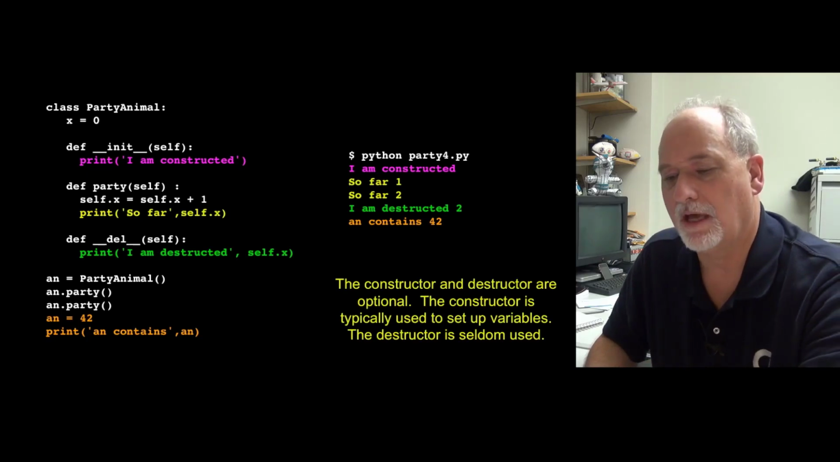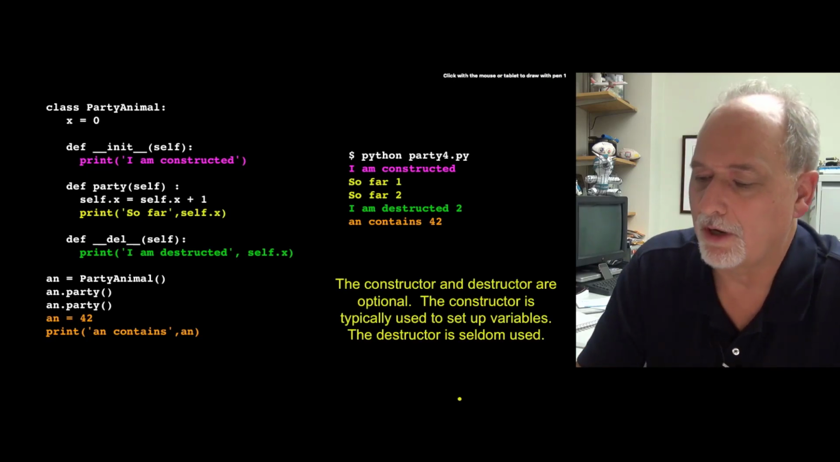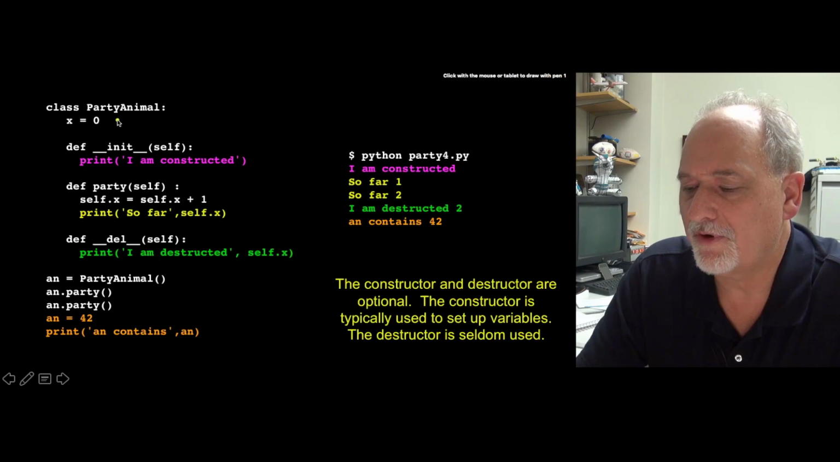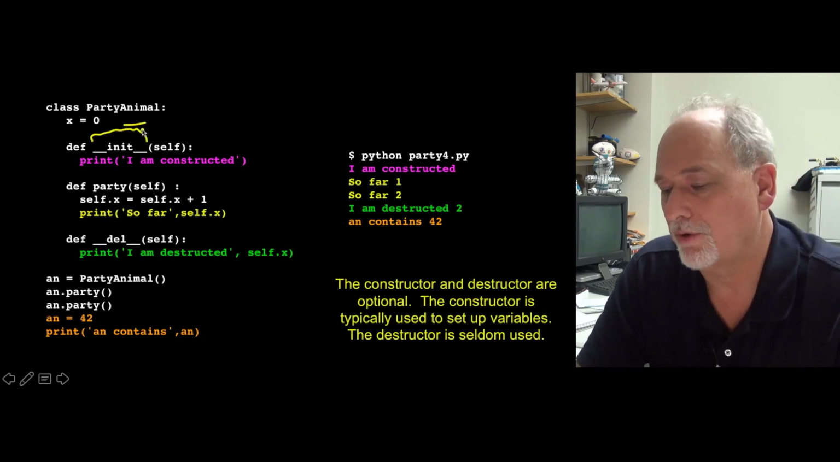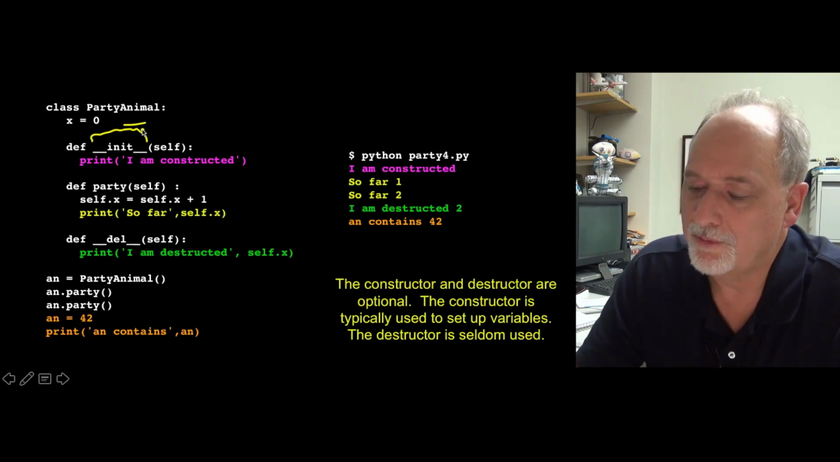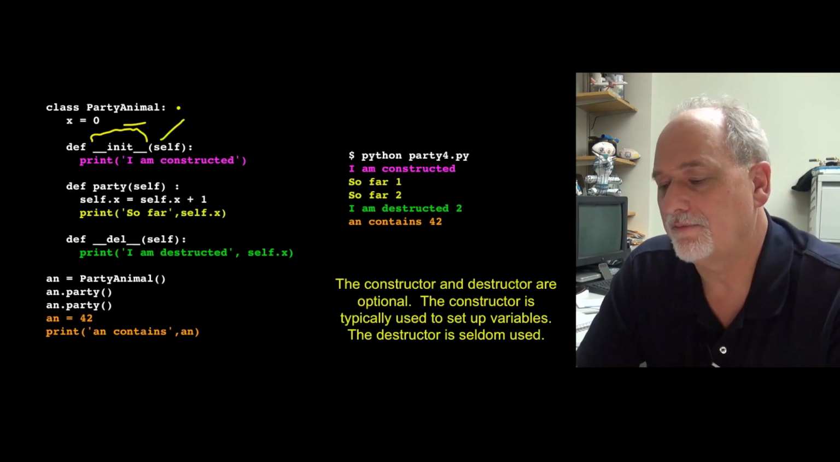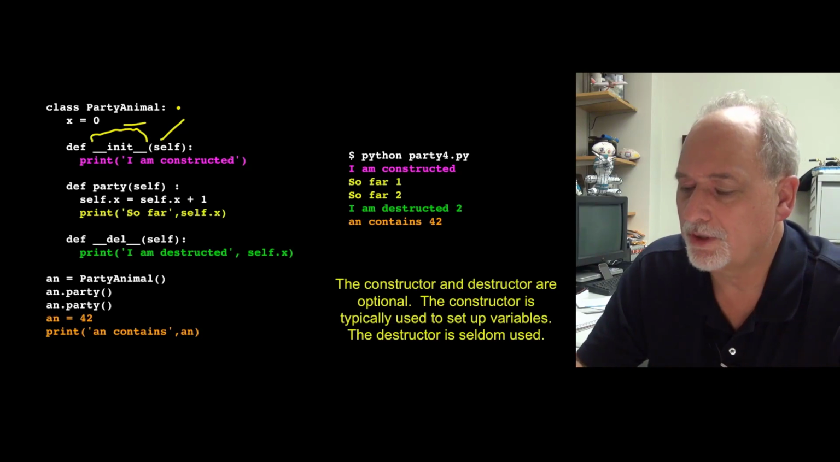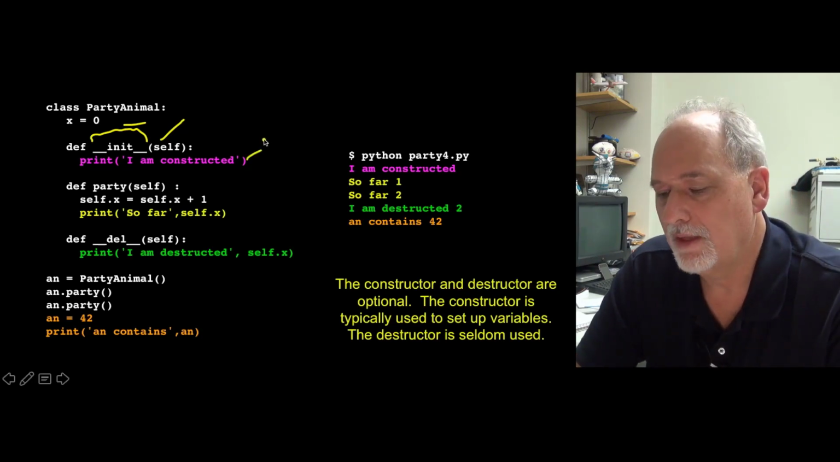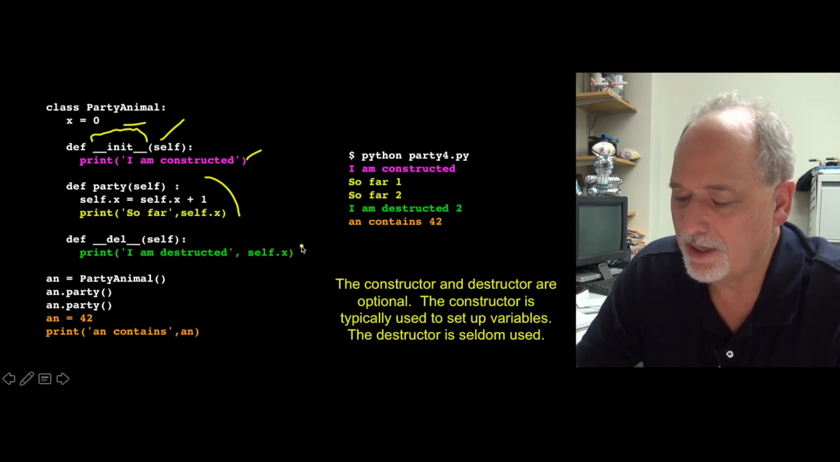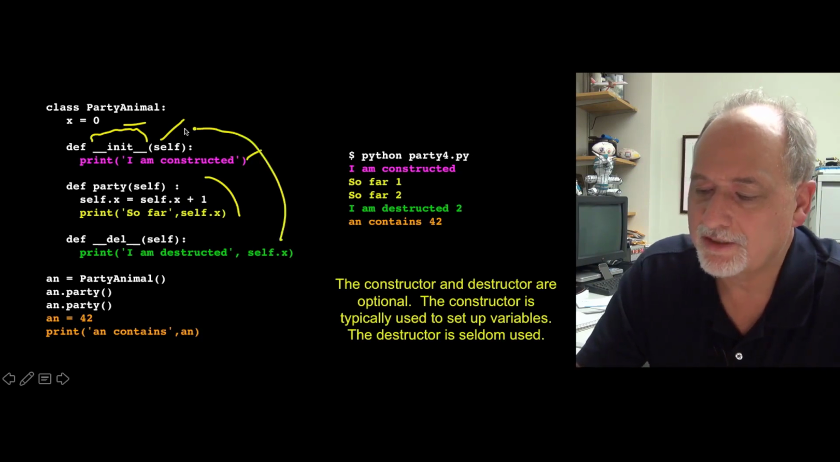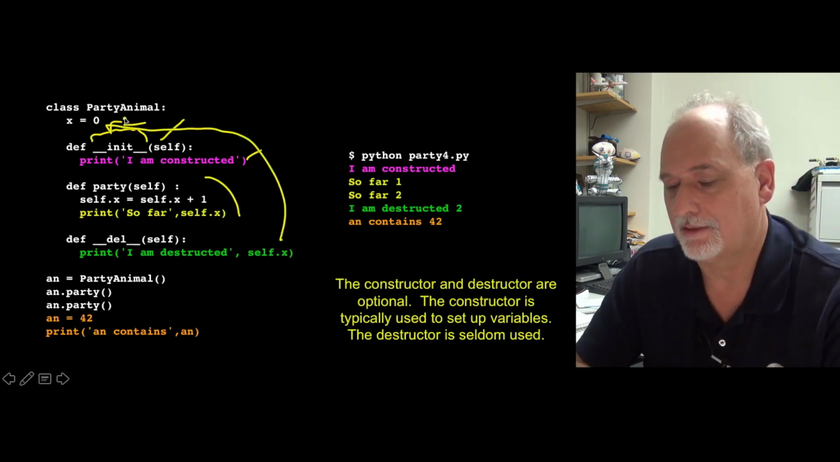It's our party animal, and a lot of it is the same as what we've been doing so far. So we have this variable x, and the constructor has a special name, underscore, underscore, init, underscore, underscore. Again, we pass in the instance of the object, self. And in this one, all we're going to do is print out that you're constructed. And here's this code that we've had before. And now we have underscore, underscore, del, and then we pass in self. And we'll just print out that we're being destructed and what the current value of x is for that particular instance.